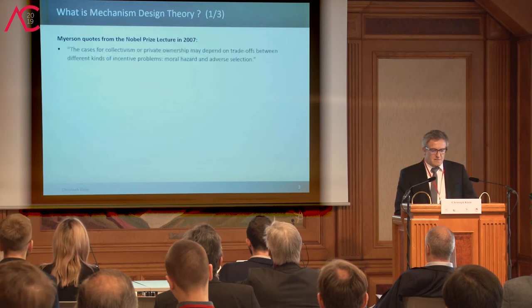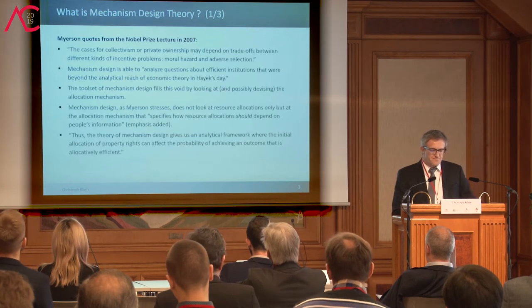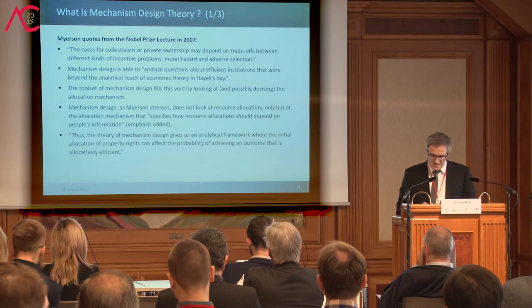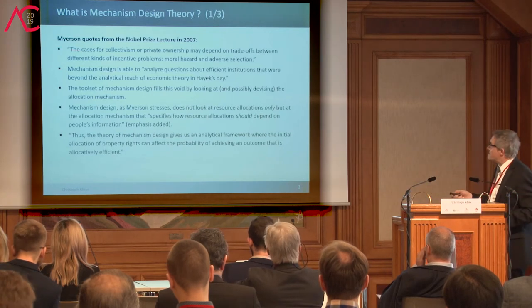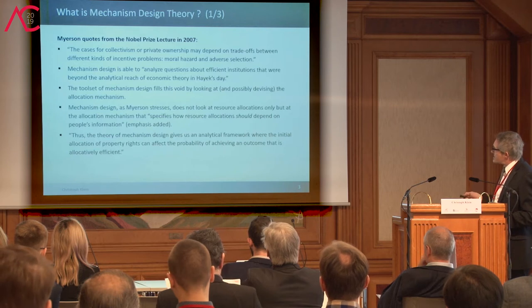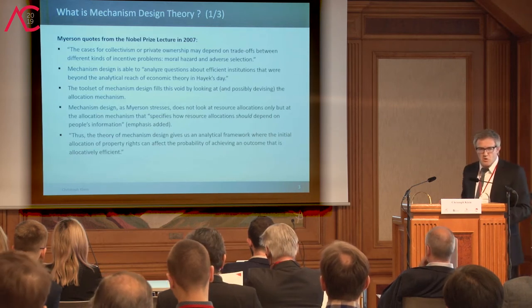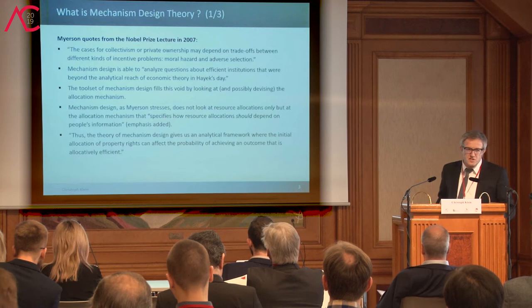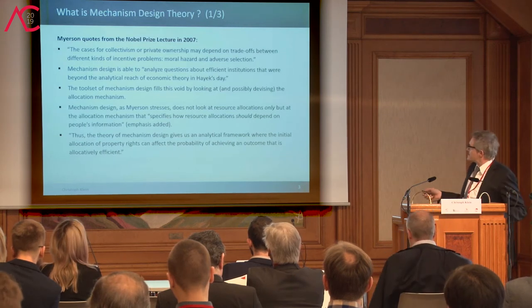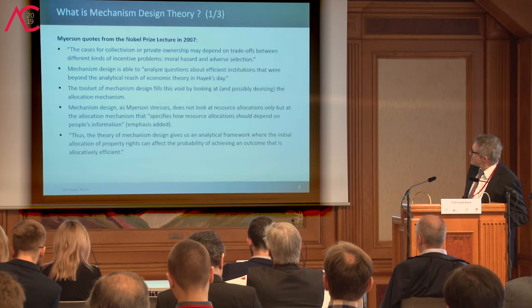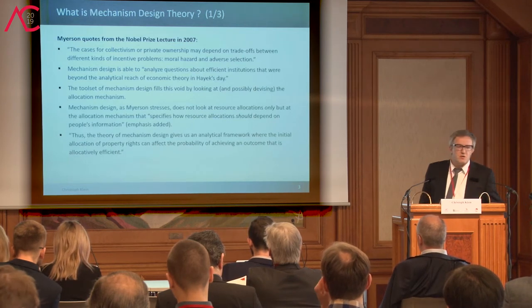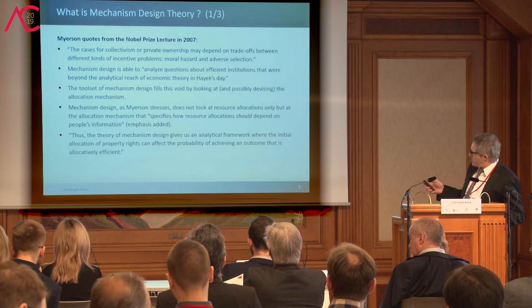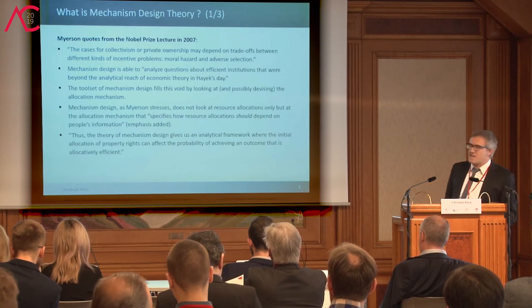So I'm just going to start with a few quotes just to set the scene, and I think they are quite interesting. Basically what they say is that we have incentive problems. I'm going to talk about what actually incentives means. And what they've been saying about Hayek, and these are mostly quotes from the Nobel Prize speech, is that they wanted to analyze questions about efficient institutions that were beyond the analytical reach of economic theory of Hayek's day. So what they say is actually that Hayek couldn't do things they can do. So with that tool set, they are filling a void.